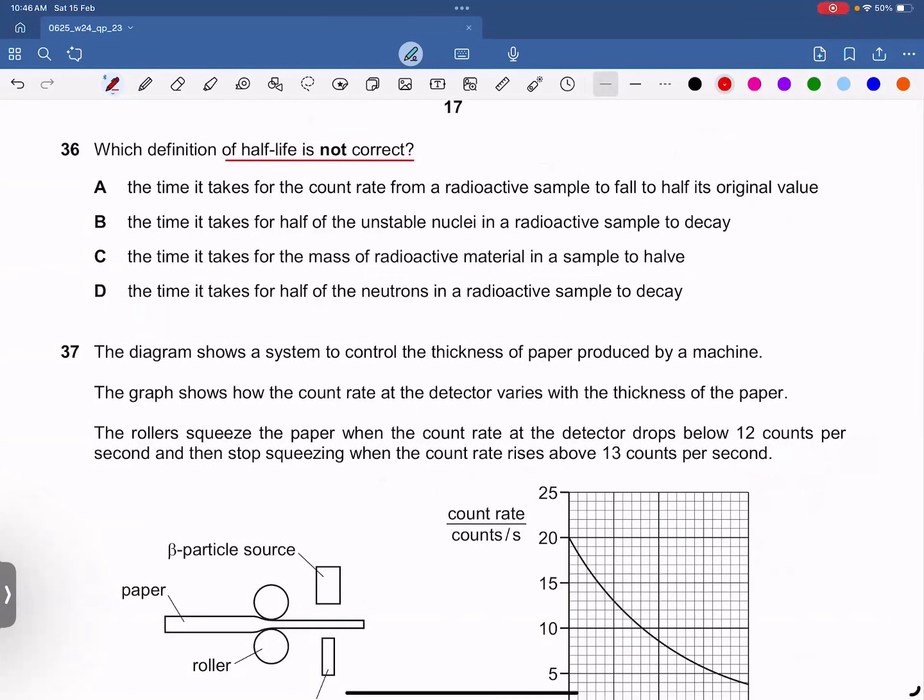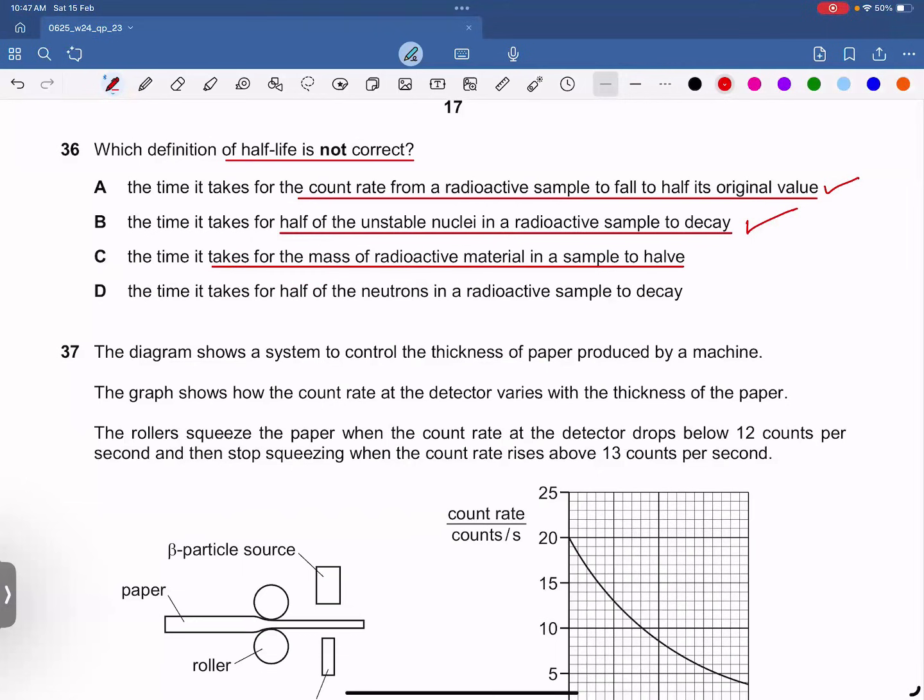The wrong one. Half-life is the mean time taken for half of the radioactive substance to decay. So the time taken for the count rate of radioactive sample to fall to half of original value, yes, it is correct. It is the half-life. They were not correct. The time taken for half of the unstable nuclei in a radioactive sample to decay, yes, this is also the half-life. The time taken for the mass of the material in a sample to half, yes.